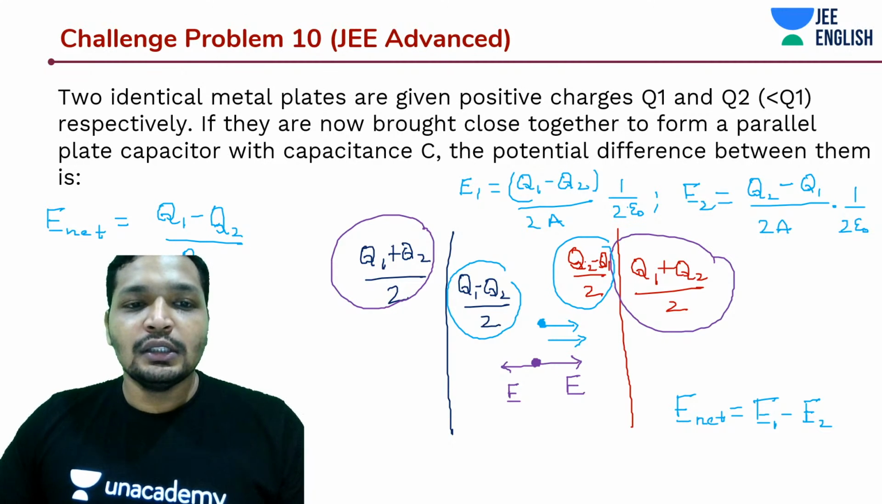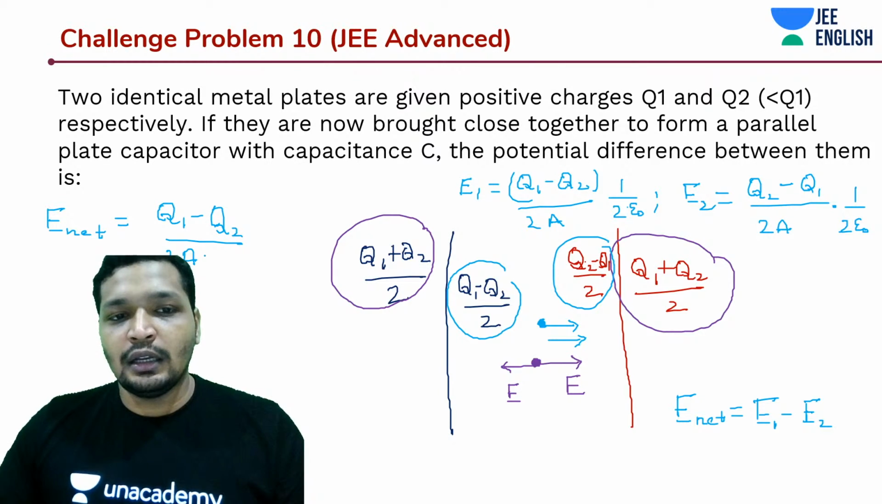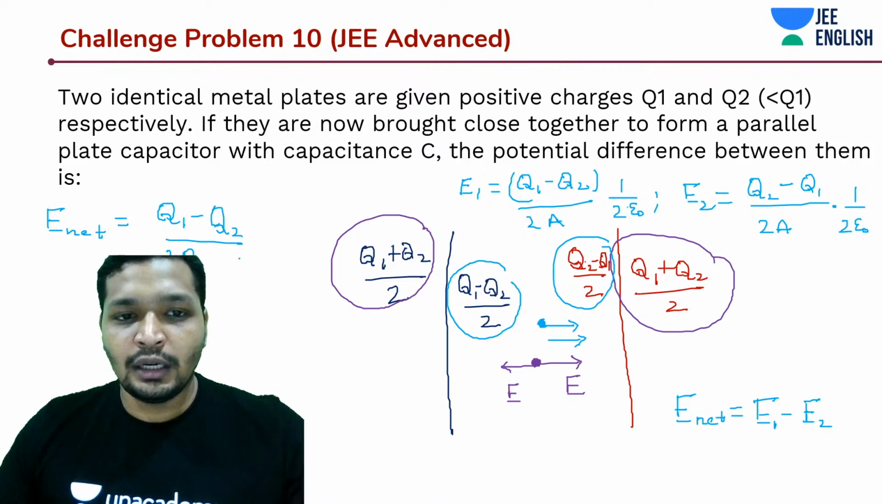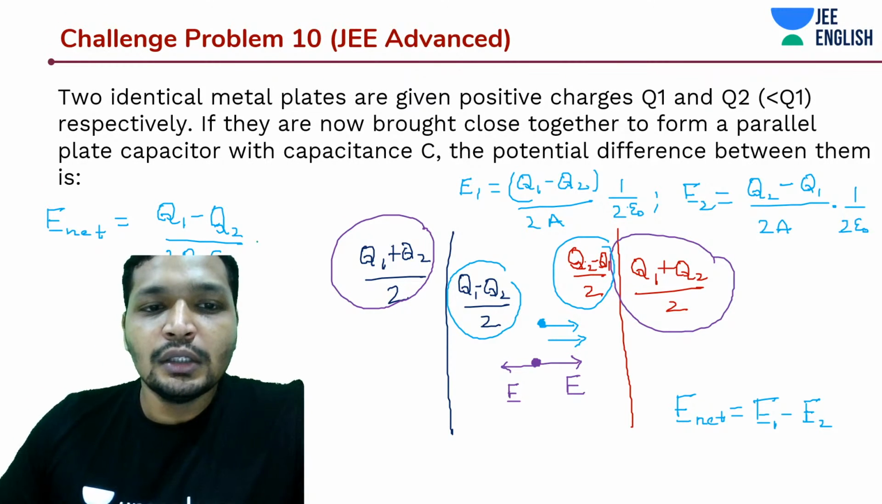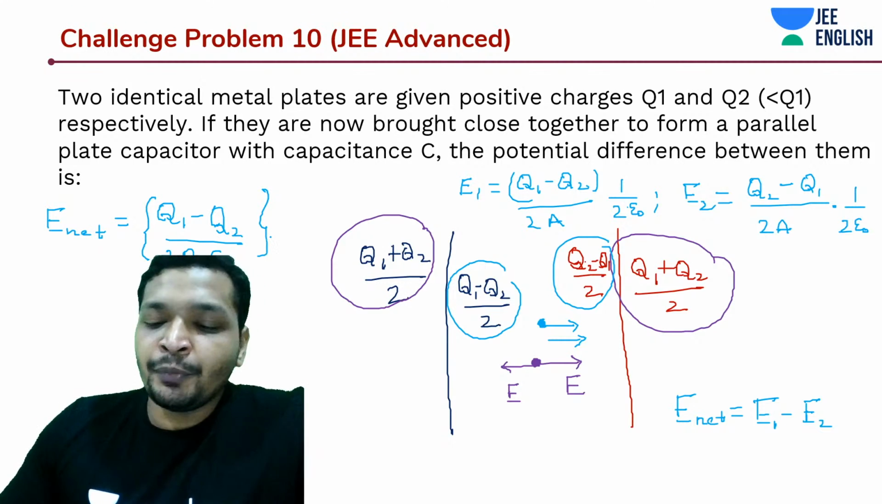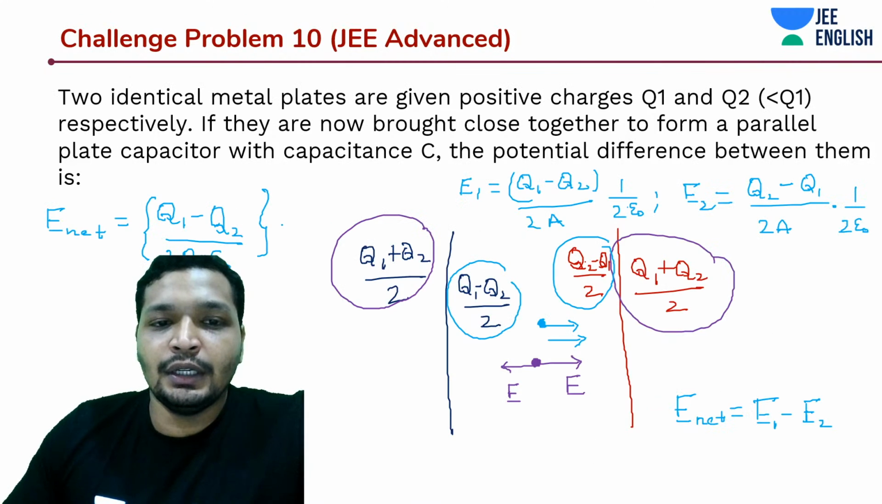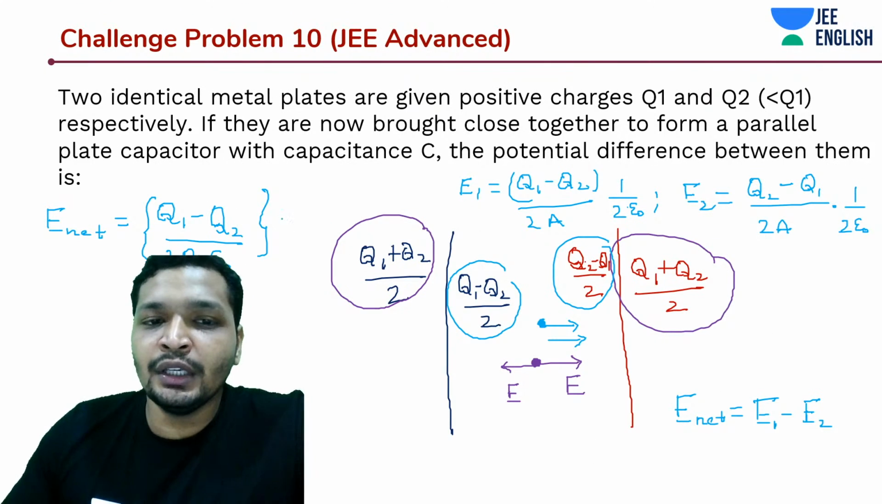And this 2 will add up, and I'm only going to have 1 epsilon naught. And this is the electric field. And what is your potential? Your potential is nothing but E into D. E into D is equal to your potential.